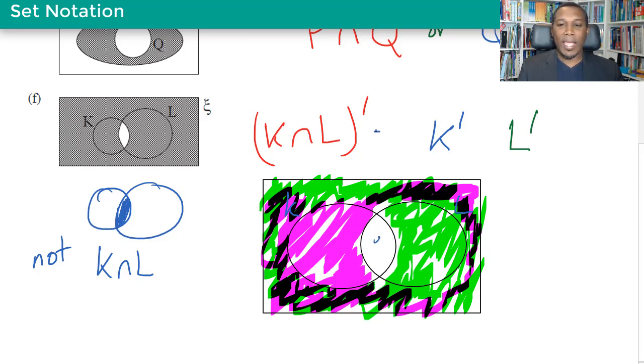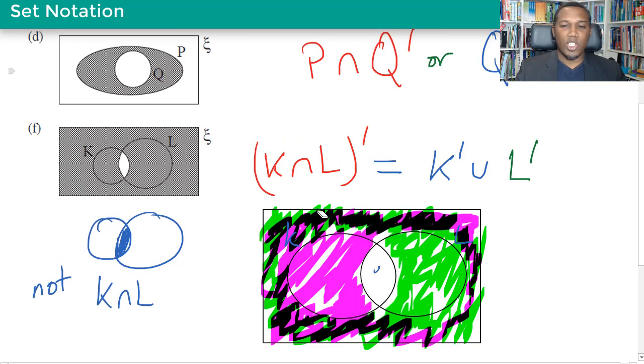So actually the other way of saying K intersection L prime is K prime, was it going to be union or intersection? It's the union. It's everything in K prime or in L prime. It's the union of the two. And let me just shade this bit in to make that clearer. Okay, right now, the union of the complements of each set.